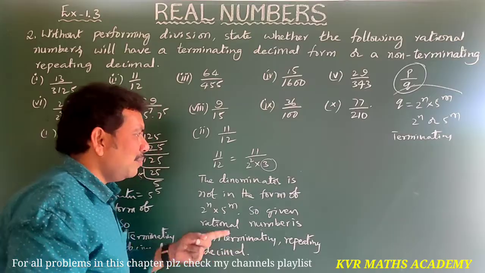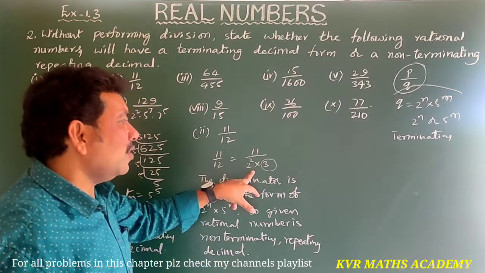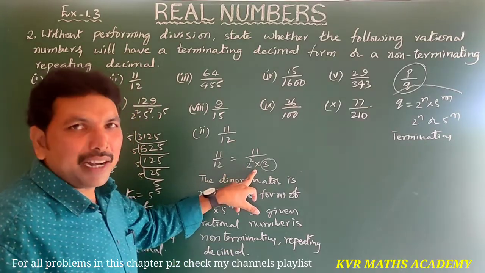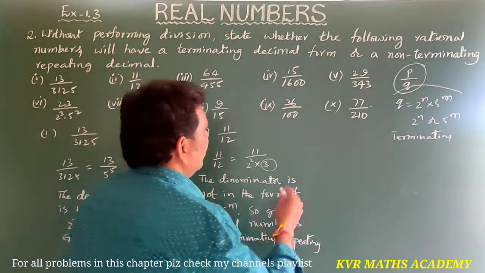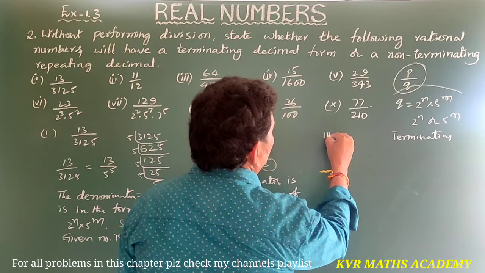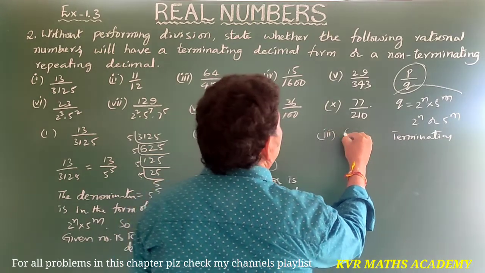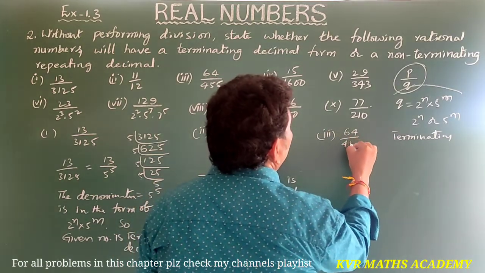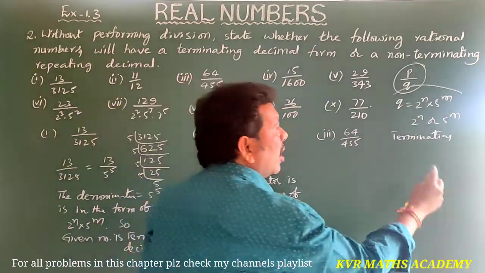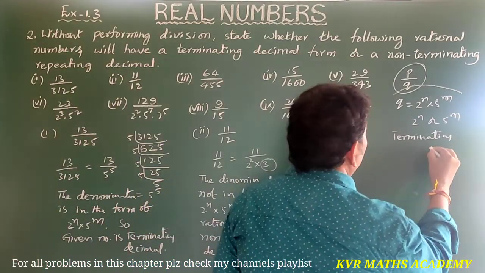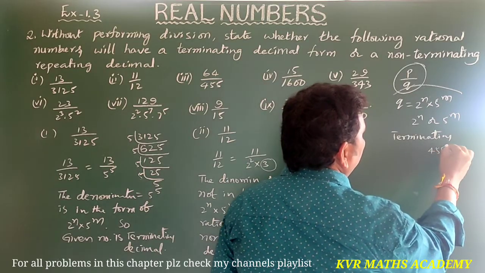Understood clearly? Why? Because it is not in the form of 2 power n into 5 power m. Right? Yeah. So coming to the third one. Third question. What is that? 64 by 455. So 455, convert into product of prime numbers, prime factors, 455.